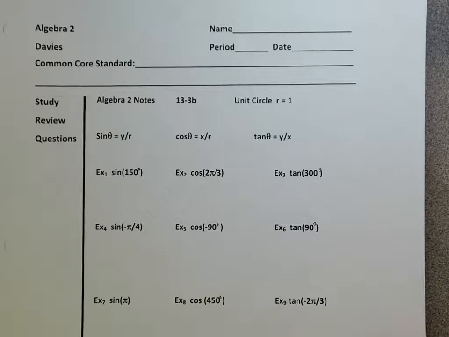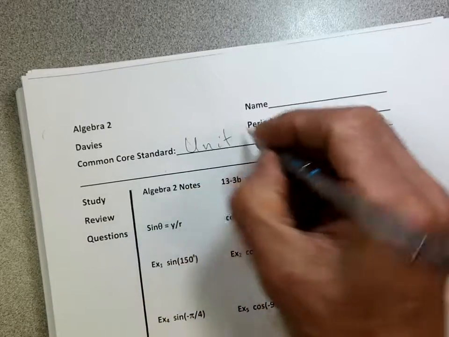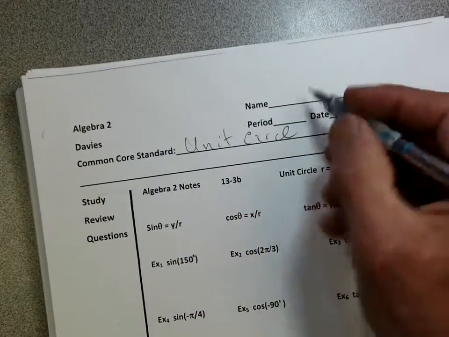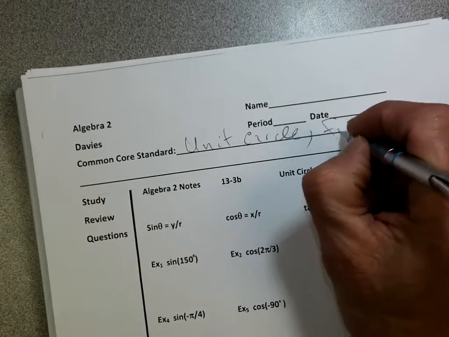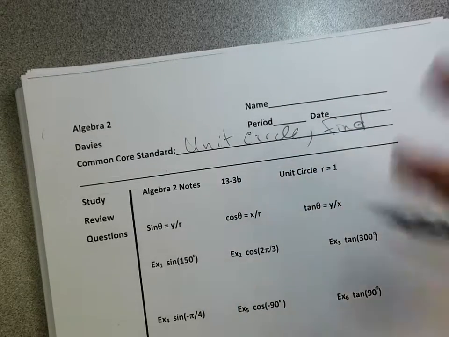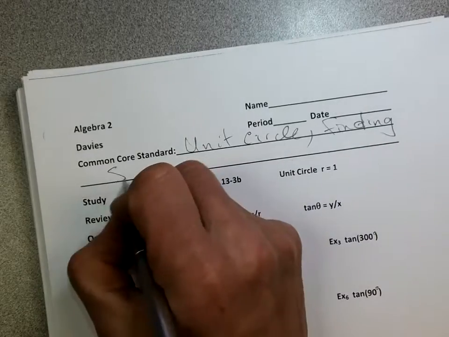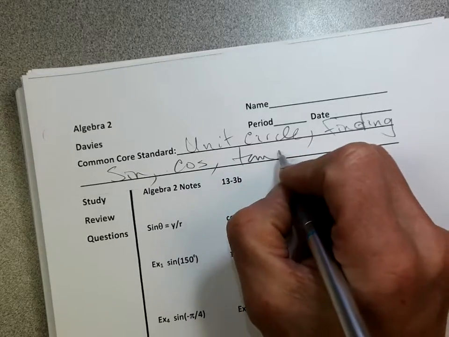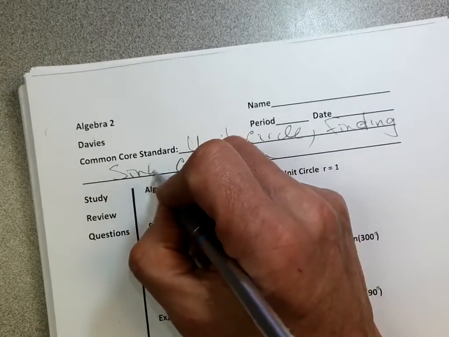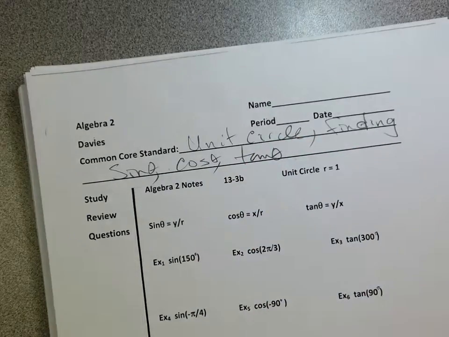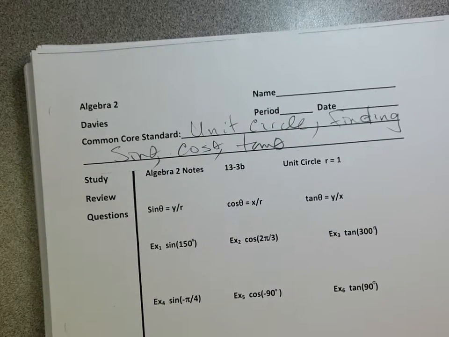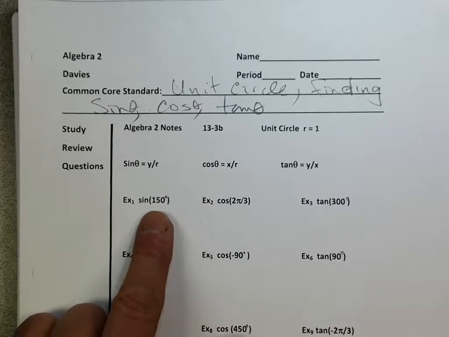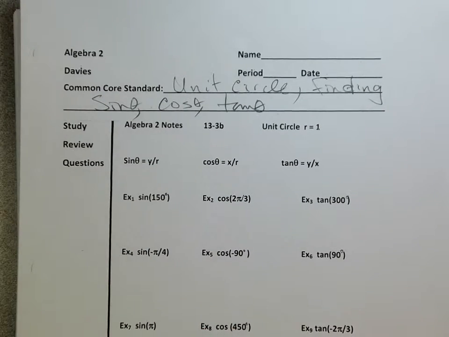So today we are going to talk about the unit circle again. But we're going to talk about finding sine, cosine, and tangent of an angle from the unit circle. Okay? So we're going to learn how to find these things without a calculator, because everything we need to find, sine of 150 degrees, you could use a calculator, but we're not going to. We're going to actually use our circle.